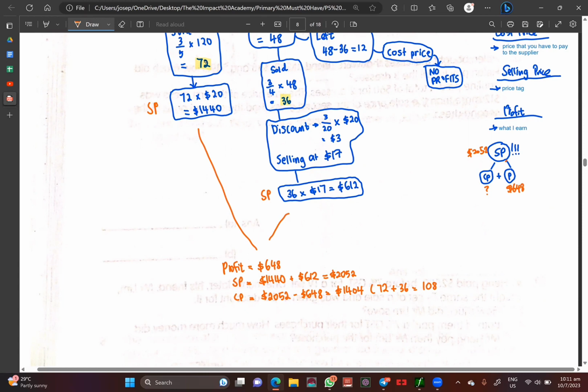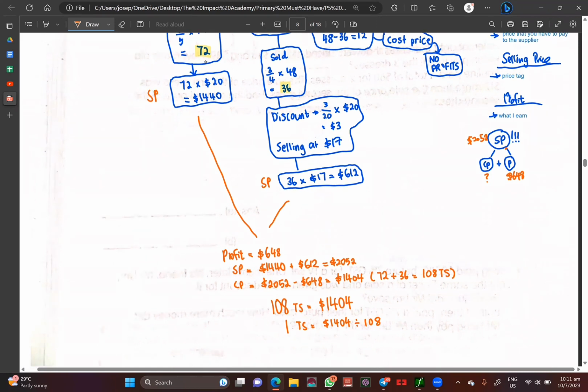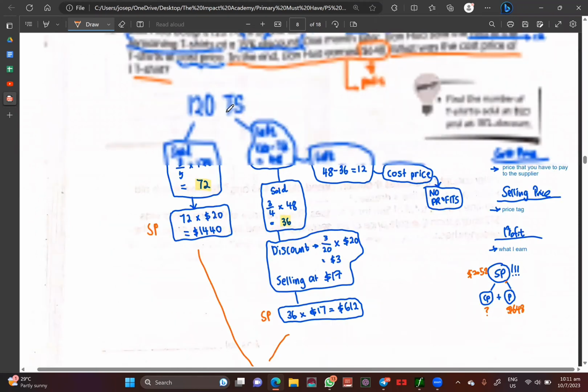So I'm going to write down 108 t-shirts. What does this mean? It means that 108 t-shirts is equal to 1404. What I want to do next is find one t-shirt. I simply have to do 1404 divided by 108, and when I do that, I get a very beautiful answer of $13, and that is the cost price of one t-shirt.